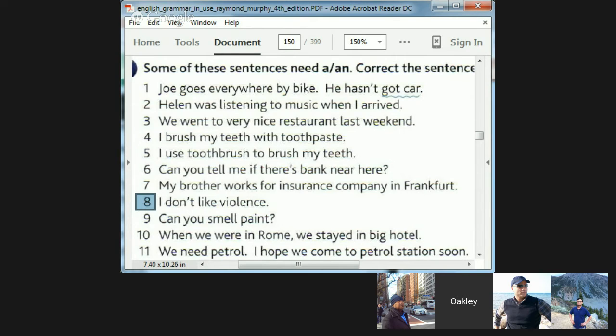Hogan, number 8. I don't like violence. We don't need a or an because violence is uncountable. Yes, it is. How would you make it countable, Hogan? Is it possible to make it countable? Not in this particular sentence, but just as a phrase. Is there any way to make it countable?